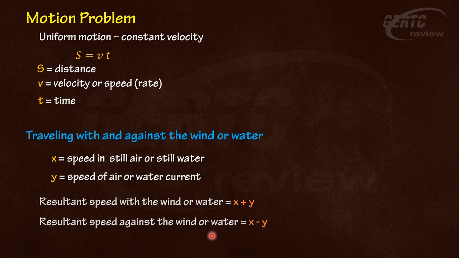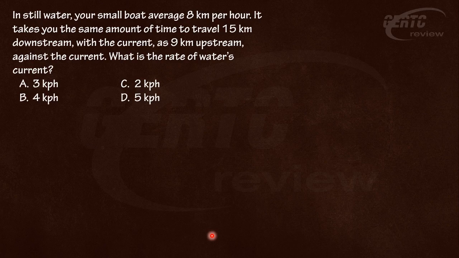So, ito, one of the recent board exam questions. In still water, your small boat averages 8 kilometers per hour. In still water, so walang resistance. It takes you the same amount of time to travel 15 km downstream, pababa, so meaning with the current, as 9 km upstream, so meaning against the current. Upstream, paakyat, against the current. So, ang tanong dito, what is the rate of the water's current?